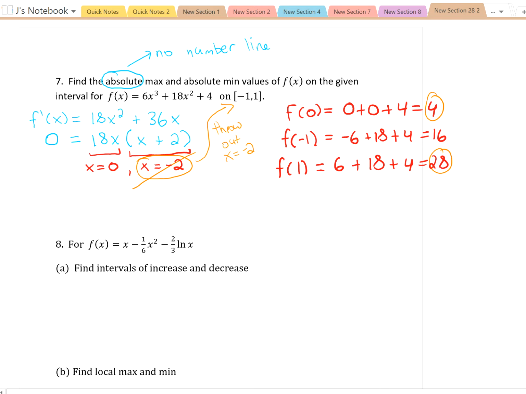And the lowest y value is 4, the highest y value is 28. So from that we can say global min is at the lowest y value at (0, 4). And the global max is at the highest y value, which occurs when x is 1. And it gets a y value of 28. And that's our global max and global min on this interval.